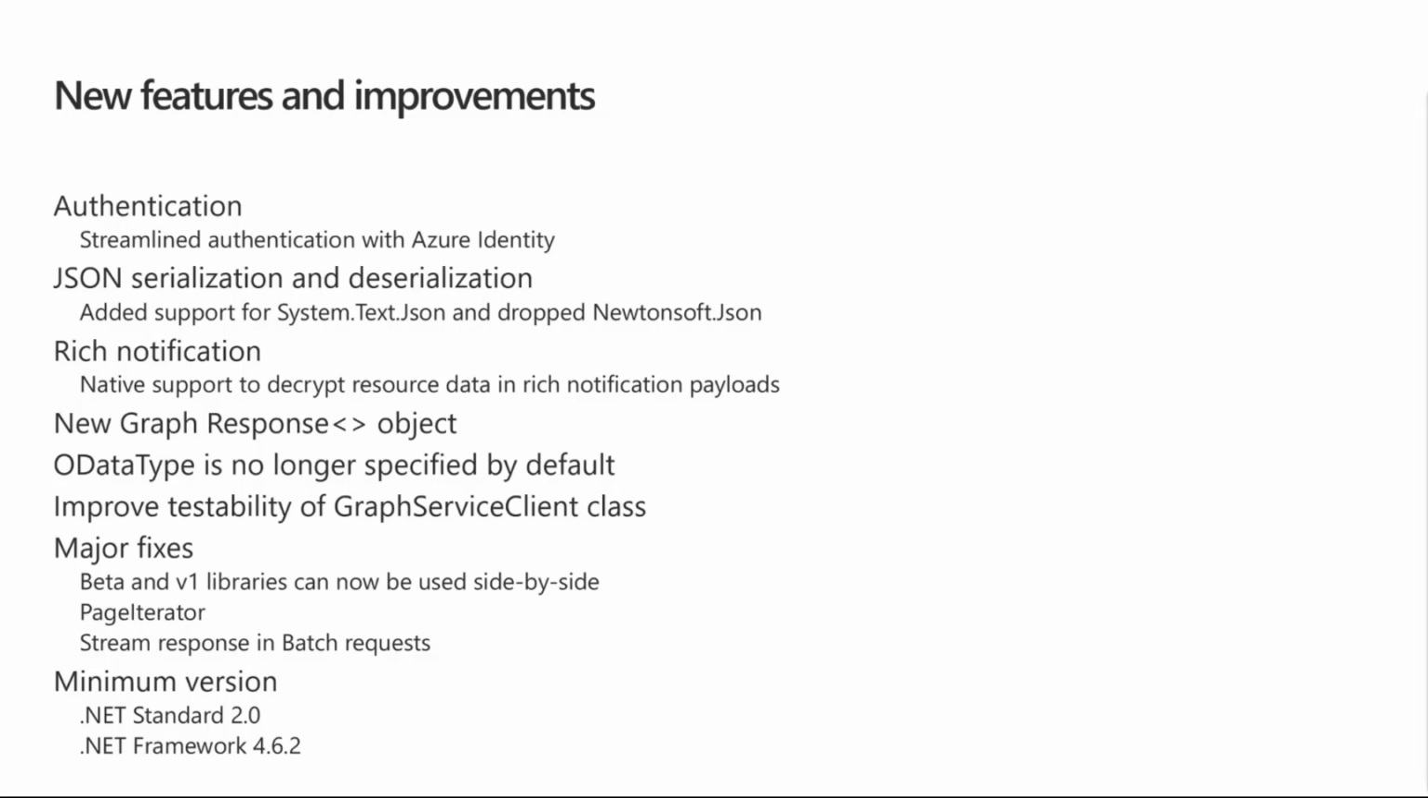To support all these new features and improve the development experience provided by the SDK, the minimum version of .NET Standard is now 2.0, and the .NET Framework bumped to 4.6.2.